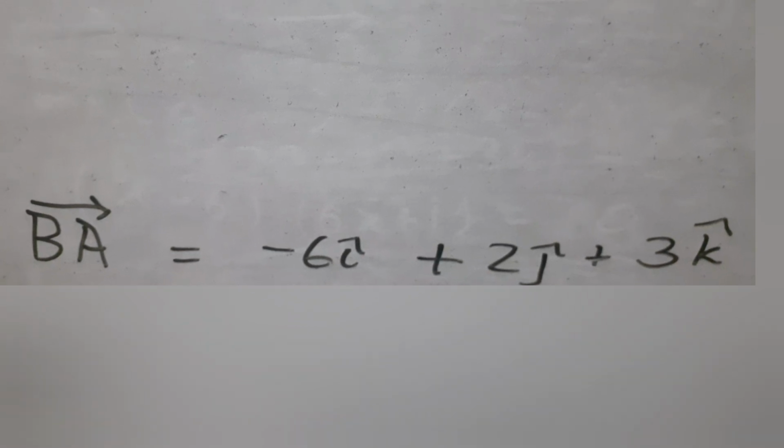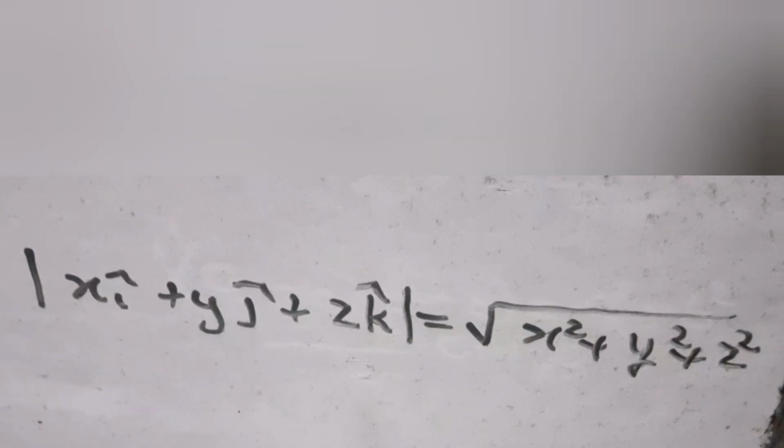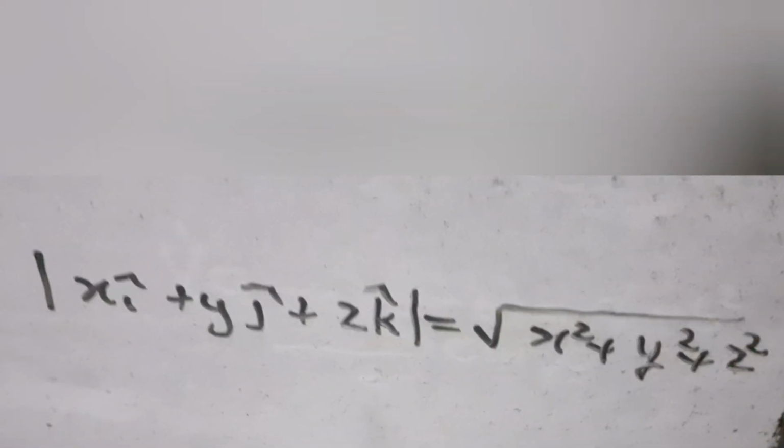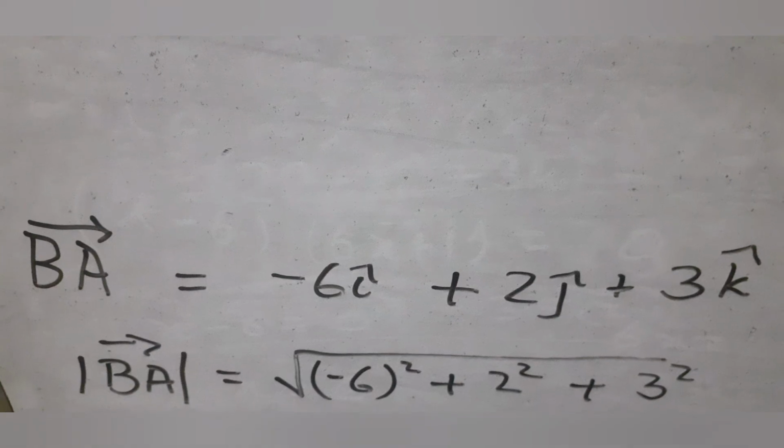We will first find a unit vector in the direction of BA. For that, we calculate the magnitude of vector BA. Using the formula for magnitude, we find that the modulus of BA equals 7 units.